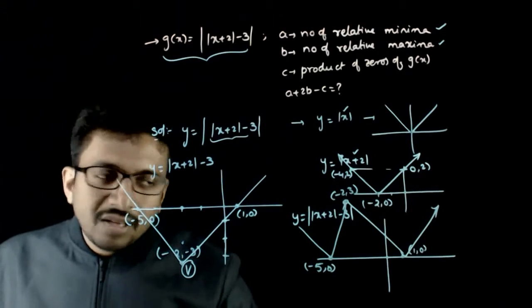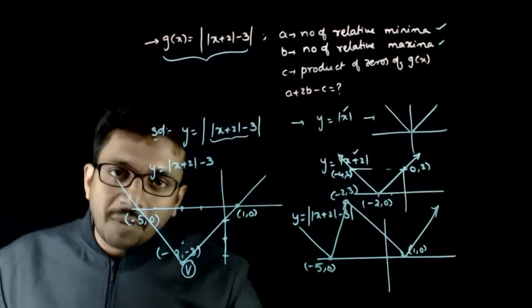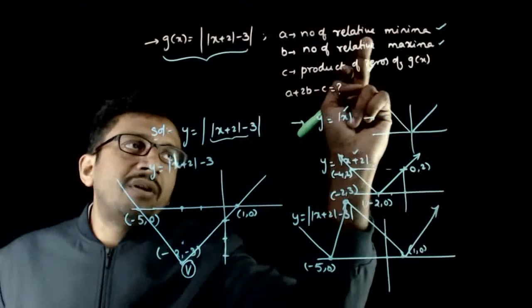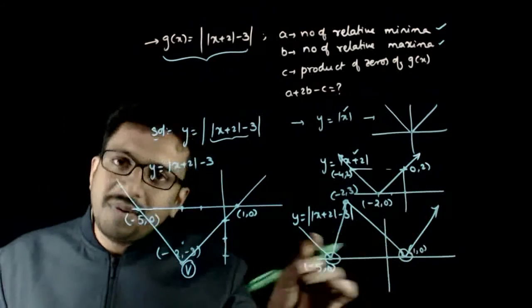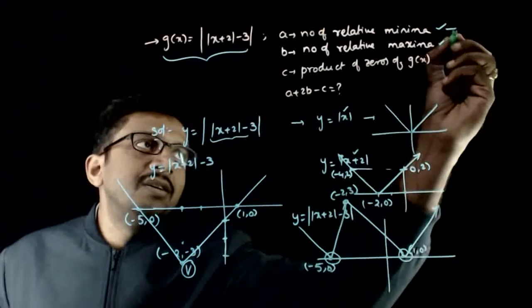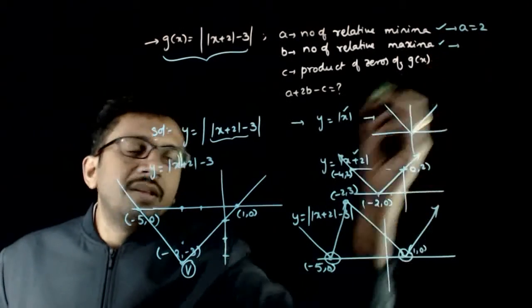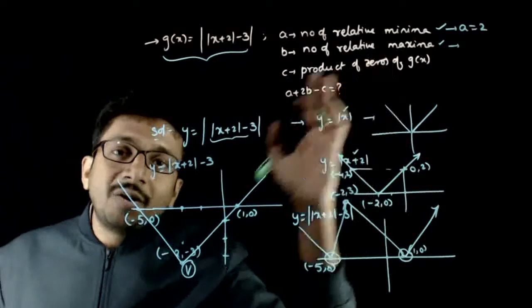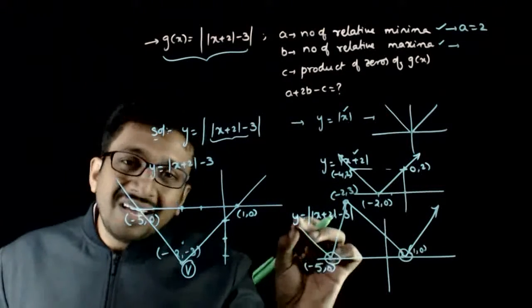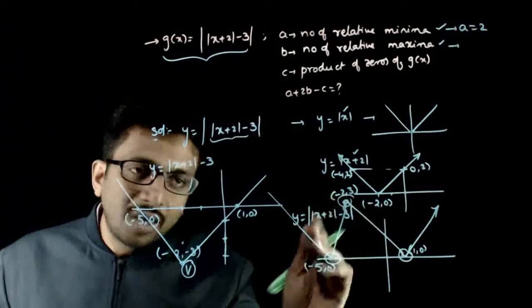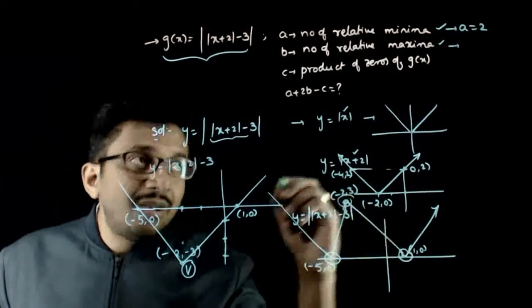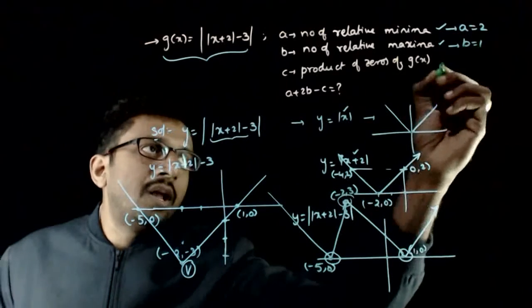Now from this graph you can analyze one by one. What is a? a is the number of relative minima. How many local minima are there? There are 2 local minima. So a is equal to 2. b is the number of relative maxima. How many local maxima are there? You have only one local maximum. So b is equal to 1.